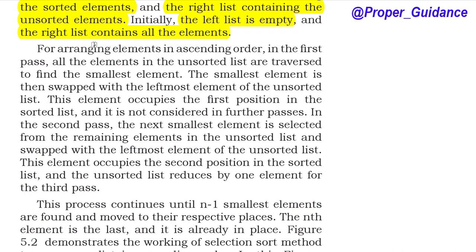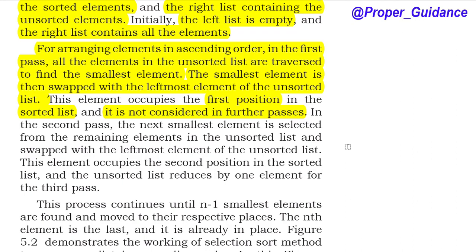For arranging elements in ascending order, in the first pass, all the elements in the unsorted list are traversed to find the smallest element. The smallest element is then swapped with the leftmost element of the unsorted list. This element occupies the first position in the sorted list and is not considered in further passes. Clear? What happened? All the elements in the unsorted list are traversed to find the smallest element.